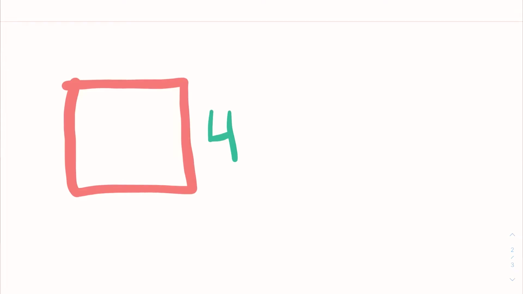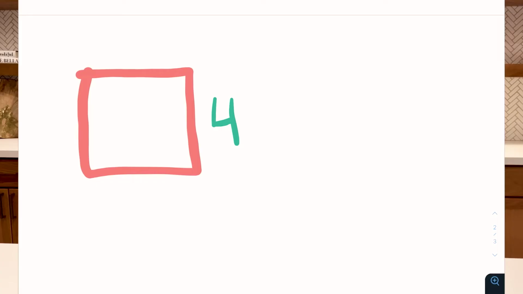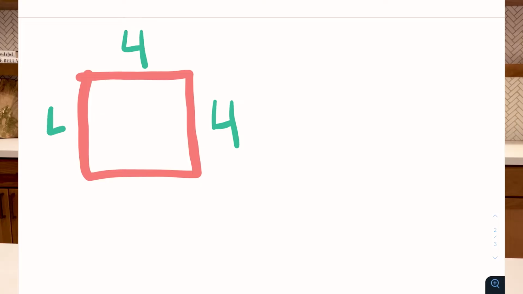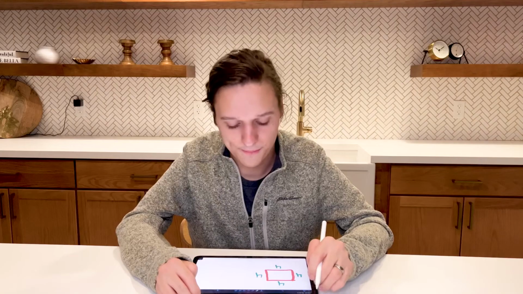I'm going to label this with a side length of 4. Now, I want you to think to yourself and see if you can beat me to it. What would I label the other 3 sides if I wanted to label the lengths of all those 3 sides? I'm going to give you just a couple of seconds here. And feel free to pause the video if you haven't gotten that written down yet. But because this is a square, we know that all 4 sides are equal. So that means my 4 sides would be right there. 4, 4, 4, and 4.